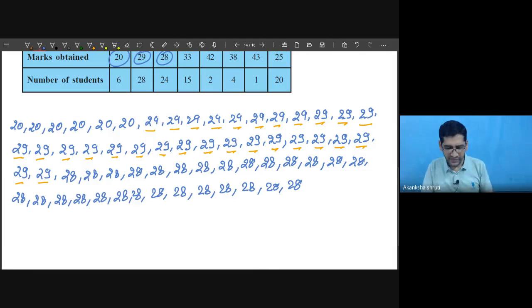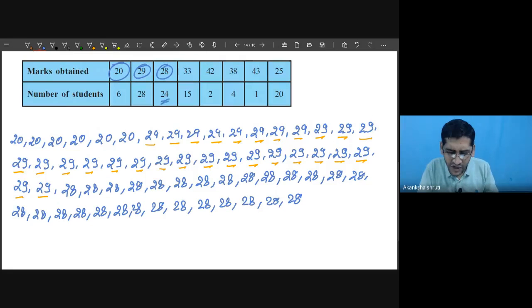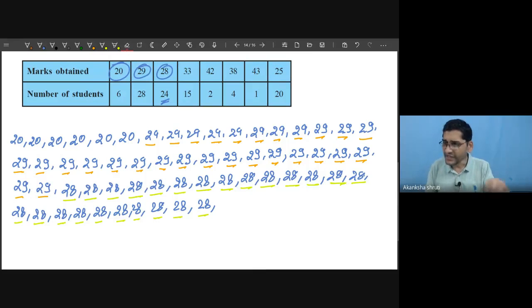I hope it might have exceeded. So this we have to count for 24 times. 1, 2, 3, 4, 5, 6, 7, 8, 9, 10, 11, 12, 13, 14, 15, 16, 17, 18, 19, 20, 21, 22, 23, 24. Yes, only 24 times. So just remove the remaining. Okay, it's this much. Again, go ahead.